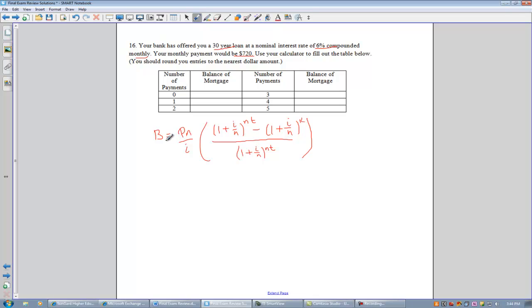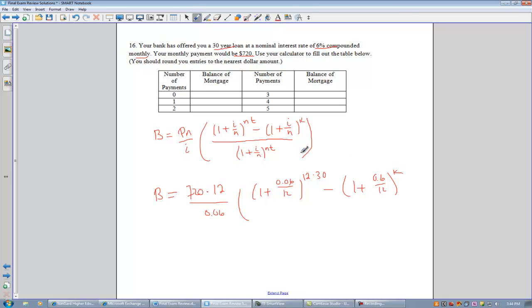All right, so let's look. The balance we're trying to find, that's B. And then the payment was $720. N is the number of times you compound the loan, so N is 12, divided by the interest rate, which is 0.06. Then you have 1 plus 0.06, N is 12. And then I have 12 times, and this is a 30-year loan, so T is 30, minus 1 plus 0.06 divided by 12.